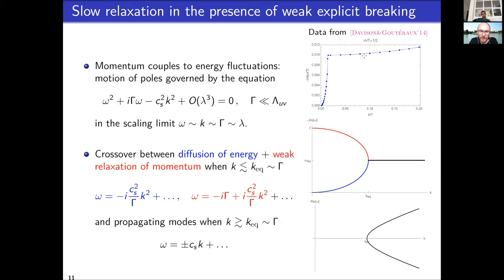What happens in this plot is that there's a crossover between diffusion of energy and weakly relaxing momentum, and propagation. You solve for the modes, you expand them at small k, and you find that one mode is diffusive and looks like this. This is energy diffusion. In a system where momentum relaxes, energy is still going to diffuse. And then the other mode you find by taking the small k limit is this mode. It has a gap at gamma, which lets you identify it as the weakly momentum relaxing mode, and then some k squared correction. So this is at small k. So you get some dispersion relation like this.